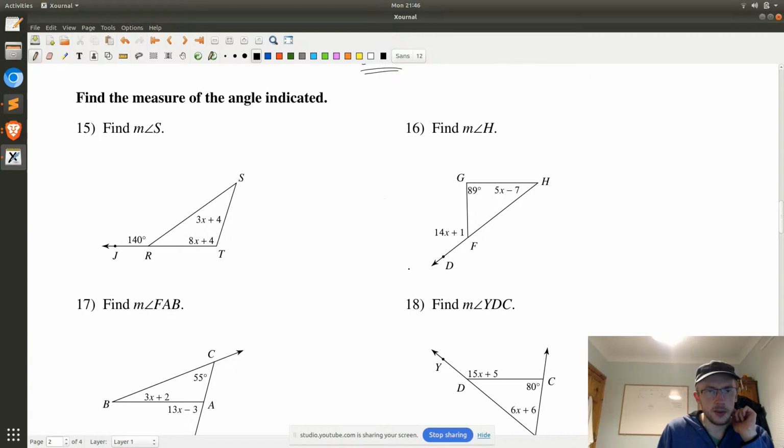Find the measures of the angles indicated. Okay, so 11x plus 8 equals 140. So x is equal to 12. So the measure of angle S is 3 times 12 plus 4, so 40 degrees.